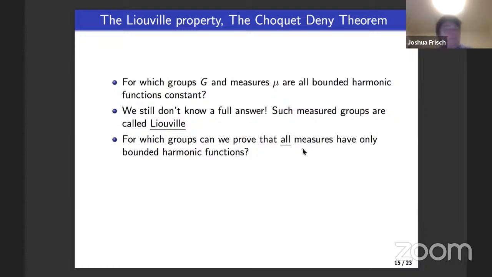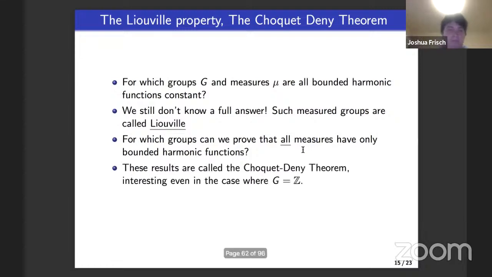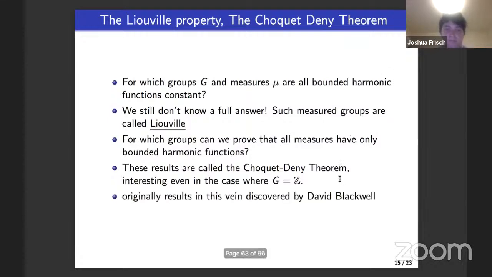All right. Well, there's a lot of choices of measures there. So let's simplify. For which groups can we prove that all measures have only constant bounded harmonic functions? Well, you can do this for finite groups, but this is already an interesting question for Z. Is it the case that for all measures on Z, a bounded harmonic function is automatically constant? Sorry, there was a typo there. It's not "have only bounded harmonic functions", it's that all bounded harmonic functions are constant. I should have included the word constant here, sorry. The original results in this vein were discovered by David Blackwell, and then they've been generalized by many, many people.